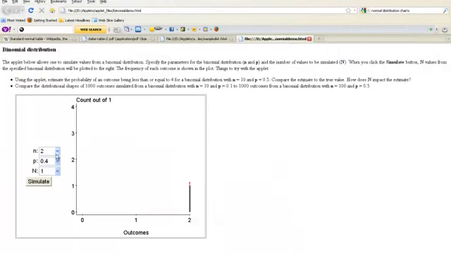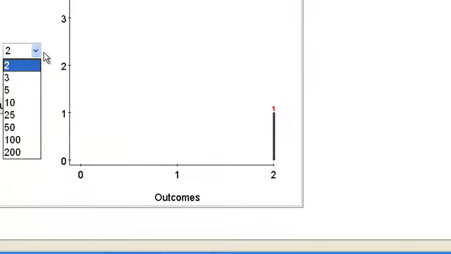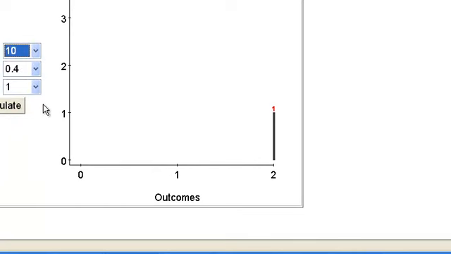Now, n is the number of trials, right? It's the number of outcomes that we can possibly have. That makes sense? So remember, we did the number of Big Macs that come out in 10 cars. So it could be 0 Big Macs, 1 Big Mac, 2 Big Macs, etc., etc.